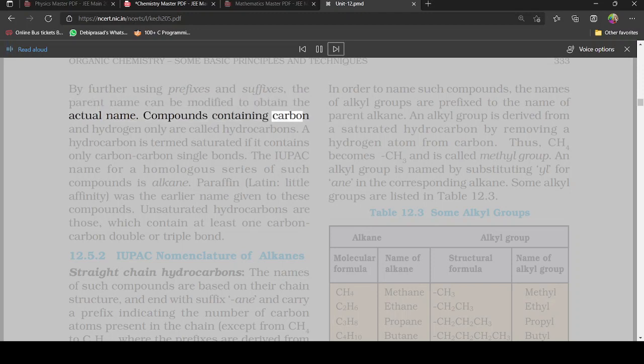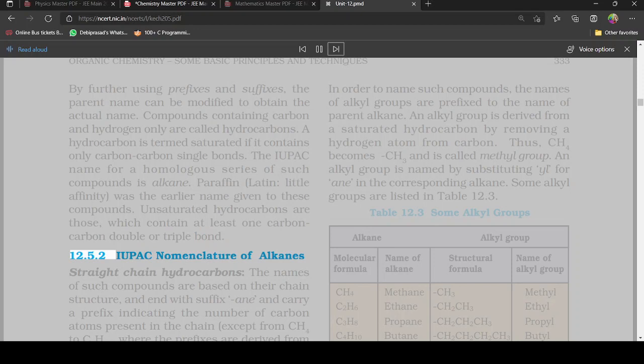Compounds containing carbon and hydrogen only are called hydrocarbons. A hydrocarbon is termed saturated if it contains only carbon-carbon single bonds. The IUPAC name for a homologous series of such compounds is alkane. Paraffin (Latin: parum, little; affinis, affinity) was the earlier name given to these compounds. Unsaturated hydrocarbons are those which contain at least one carbon-carbon double or triple bond.